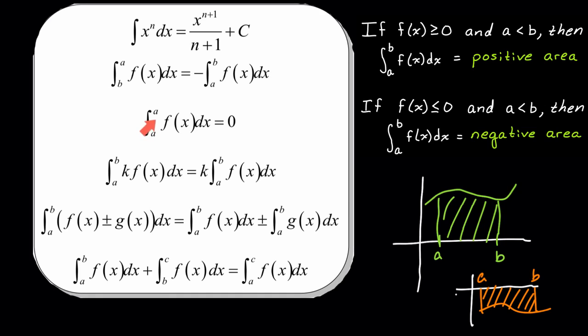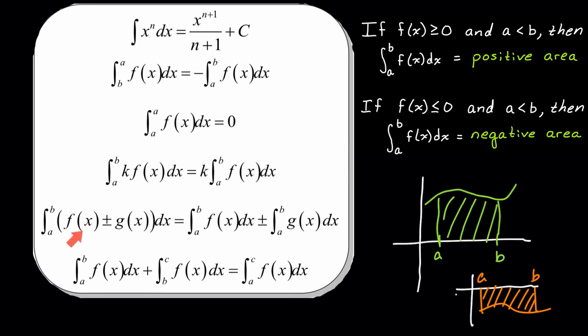An integral from a to a just means that there's zero area involved here, because you're integrating between two x values that are the same value, and that's always going to come out to be 0. If you have a constant in front of your function, for example, if you had 2x squared, that constant or coefficient can be brought out in front of the integral and then you just evaluate what is remaining after that.